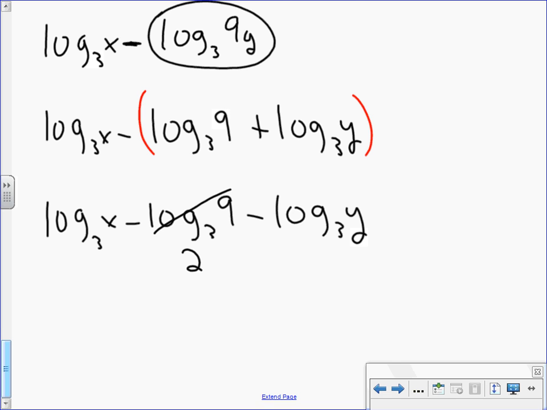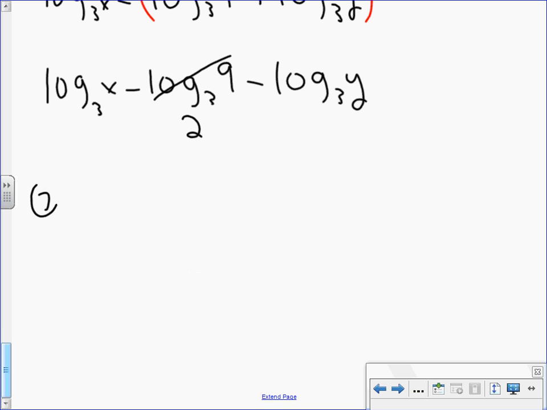Okay, I'm going to give you one. I'll see if you can get this one all by yourself. Okay? Let's see if you can see how to break that one up all by yourself.